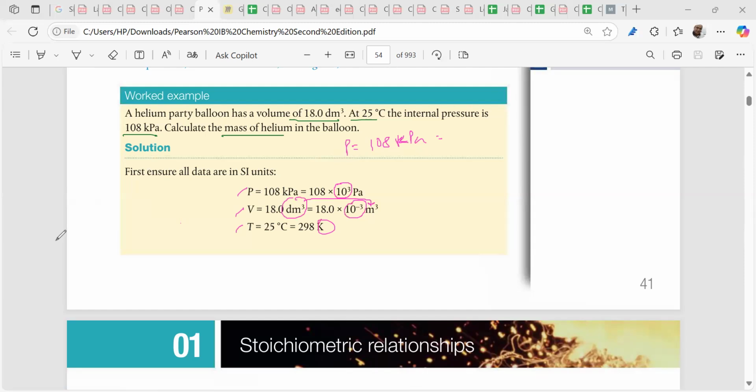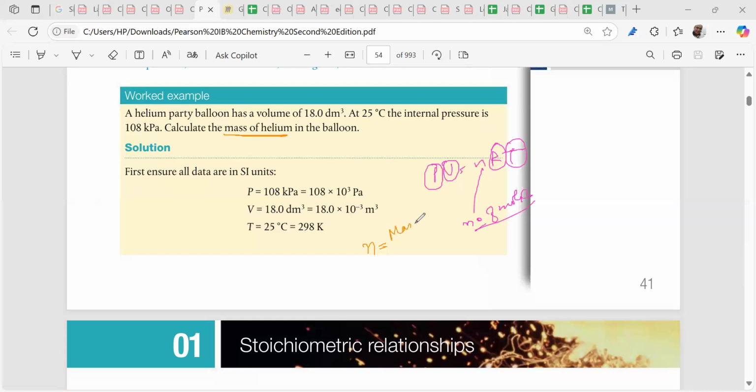Now the equation is PV equal to nRT. We have got P over here, we got V, we got T, we know R. We have to find the number of moles first. What the question is asking is the mass of helium. Once we find the number of moles, number of moles is equal to mass by molar mass, molecular weight. Is it clear?